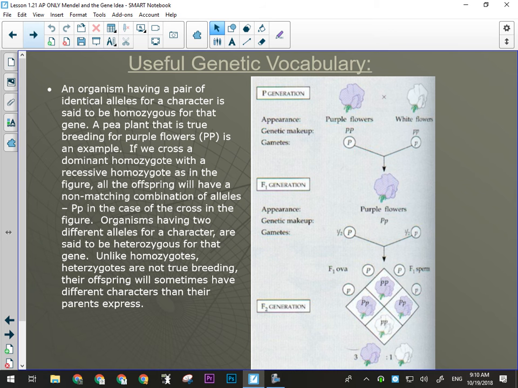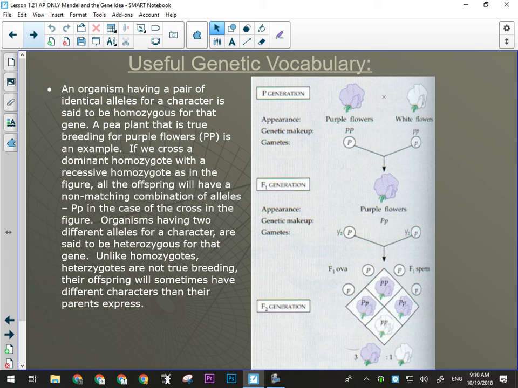So an organism always has what we call a pair of alleles. Alleles are forms of a gene. There's a gene for flower color. The alleles of that gene are white and purple. Everybody follow? A gene is something that codes for something. The alleles are the different versions of the gene.